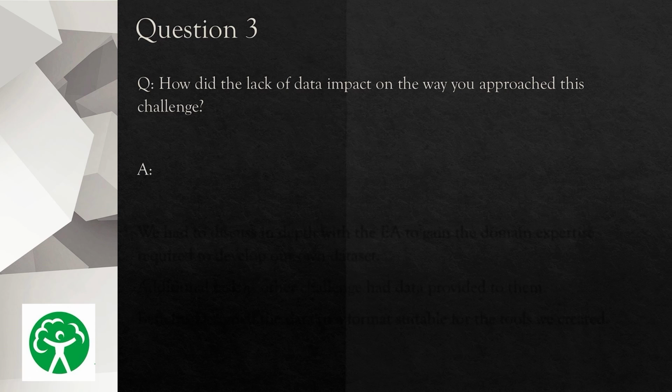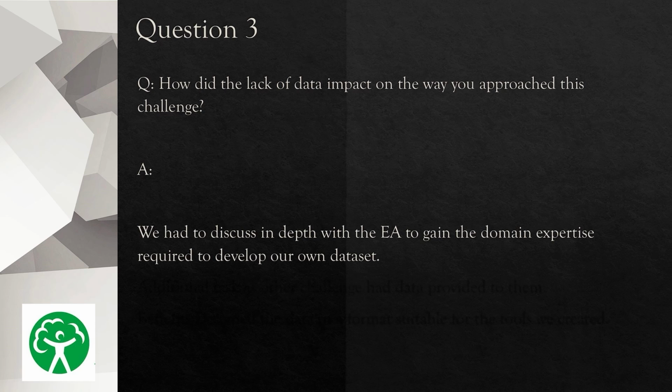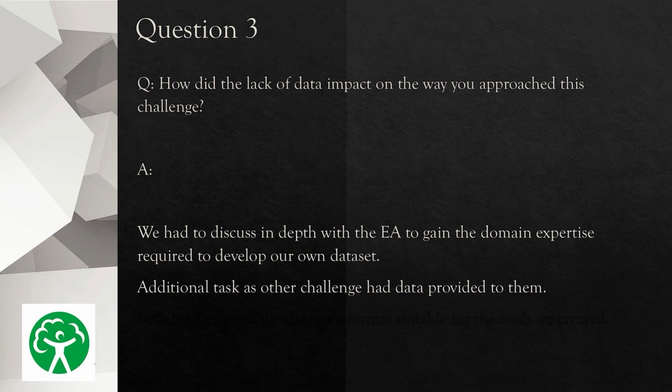Question 3. How did the lack of data impact on the way you approach this challenge? One of the key challenges with not having been provided with data is that we didn't have a strong understanding of the business at the start of the hack. We overcame this by discussing in depth with the EA their business operations, categories of work and most common blockers. With this information, we were able to create a relevant data set to ensure our tools are reflective of how they would be used within the organisation.